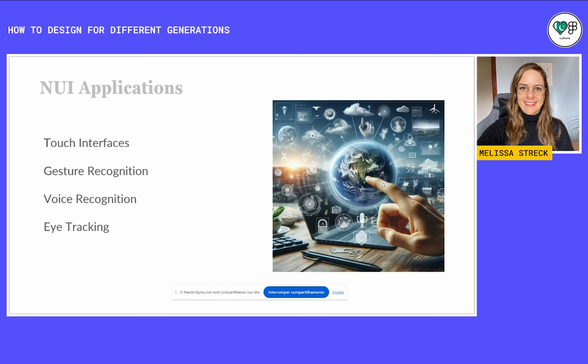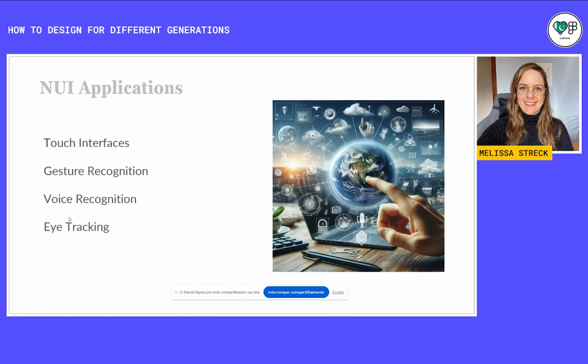We also can have this with voice recognition. So, for example, when we use Siri, Alexa, our voice assistants, we have this voice recognition. And it's also possible to use eye tracking. So the eye tracking will follow the vision of the user and can provide some information or recommend some feature or some new activity for the user.